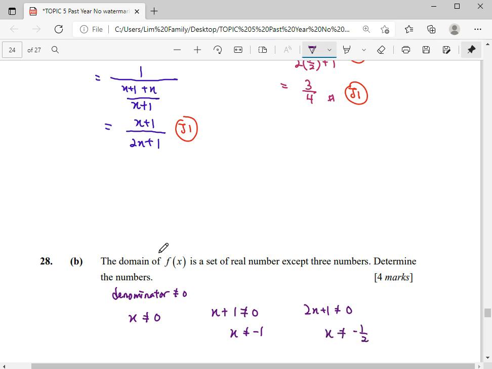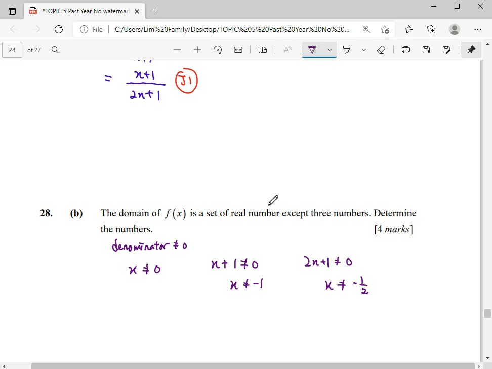So the question said the domain of x is the set of real numbers except 3 numbers. So what are these numbers? The numbers are 0, negative 1, and negative 1 over 2. So the domain excludes these 3 numbers.